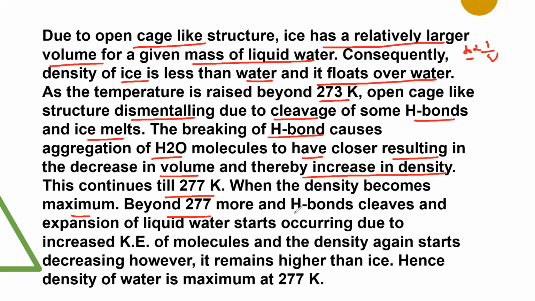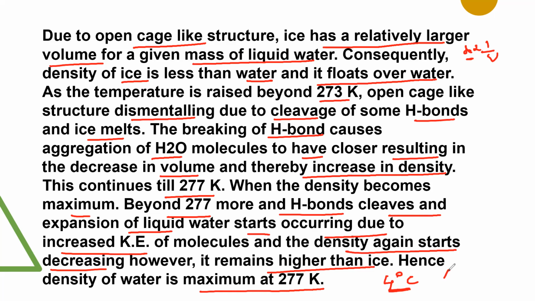Beyond 277 kelvins, more hydrogen bonds cleave, and expansion of liquid water starts occurring due to the increased kinetic energy of molecules, and the density again starts decreasing. However, it remains higher than ice. Hence, the density of water is maximum at 277 kelvins, that is 4 degrees C. This is called anomalous expansion of water.